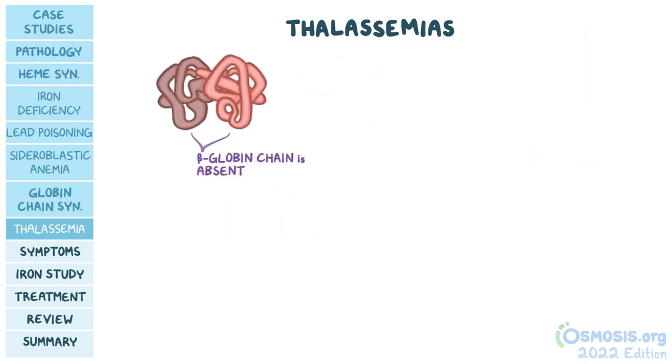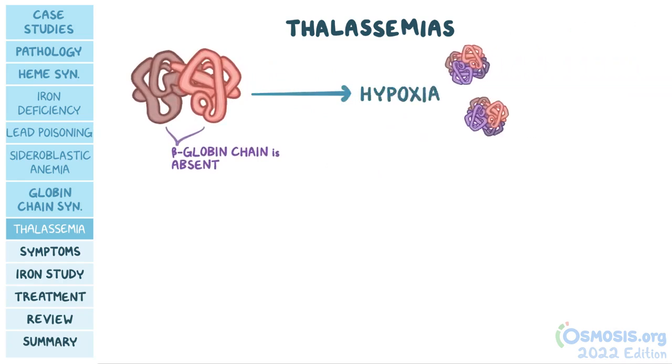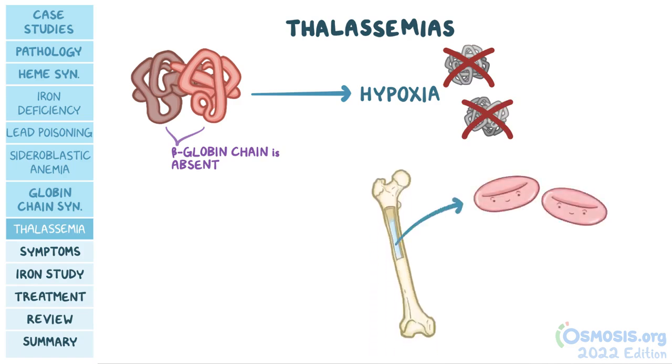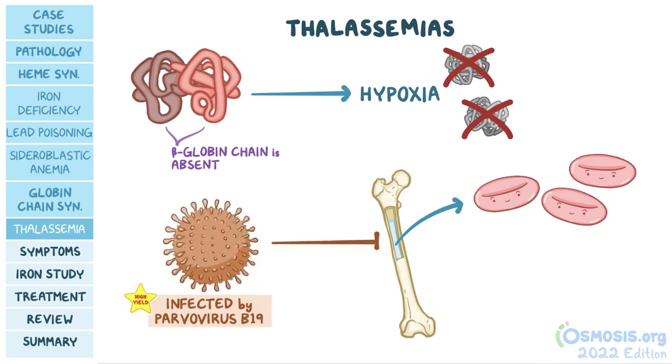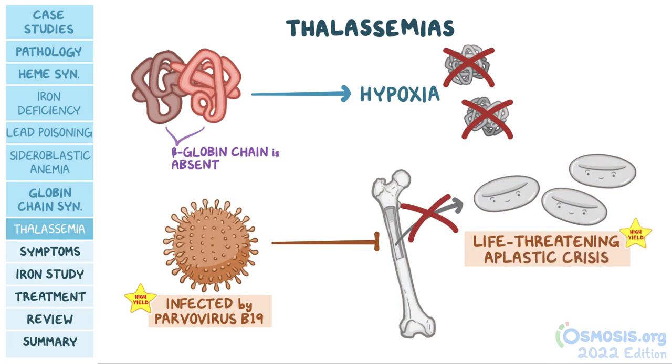Now, the absence of beta globin leads to hypoxia because there is less HbA to carry oxygen to organs and tissues. To compensate, these individuals rely on the bone marrow to produce more red blood cells. A high-yield fact is that if they get infected with parvovirus B19, this may suppress red blood cell production in the bone marrow, which can cause a life-threatening aplastic crisis.